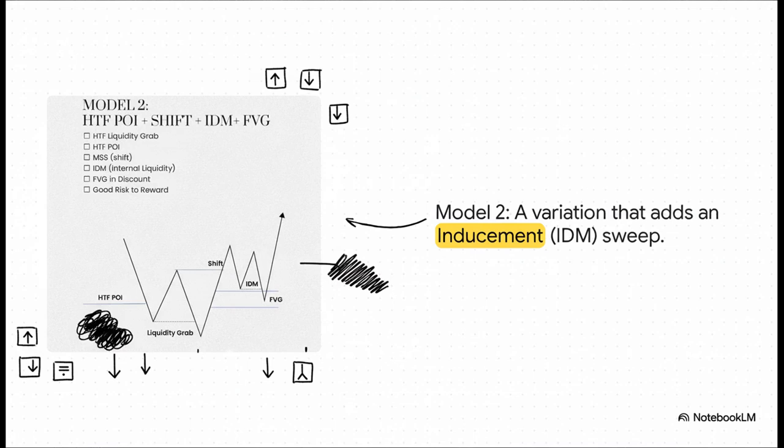Okay, now let's look at Model 2, which adds a bit of a curveball, something you really got to watch out for. It starts pretty much the same way, but notice this extra step. After that initial shift up, price makes a little dip to take out what's called inducement. Basically, it's grabbing some nearby, more obvious liquidity to fake people out before it returns to the real fair value gap. It's a slightly more complex variation, but man, is it complex?